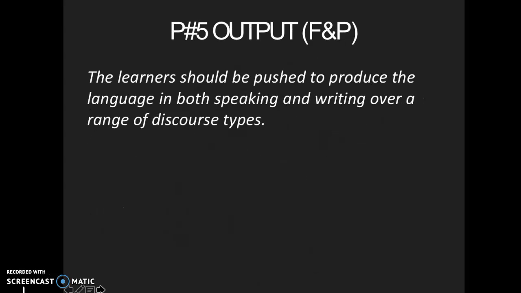Next, the fifth principle, output. So the learner should be pushed to produce the language in both speaking and writing over a range of discourse types. So a great language course should help the students or the learners to produce the language in speaking and writing. So it's not only about writing, but they can use those language orally.